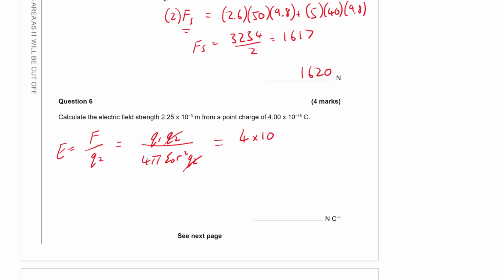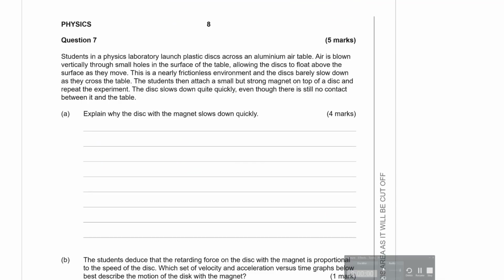So it's just 4 times 10 to the negative 18 over 4 pi, 8.85 times 10 to the negative 12, and 2.25 times 10 to the negative 3 squared. And if you do that, what you should end up with is 7.10 times 10 to the negative 3. So question 6, yeah, it's a bit tricky when you first look at it, but then when you look at the equations, they all sort of work themselves out.